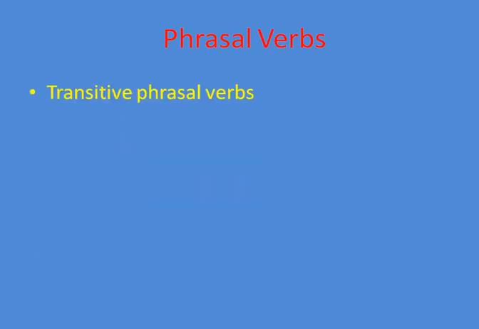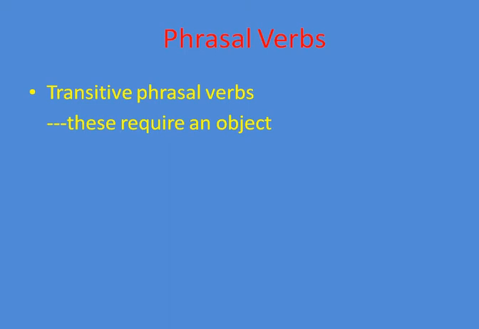Now let us try to understand what these types are in detail, along with some examples. Transitive phrasal verbs. Here, transitive phrasal verbs are those which require an object. It means that we know that in any sentence, a sentence consists of 3 main parts: 1, the subject, 2, the verb, and 3, the object. Here it means that a verb requires an object, and such kinds of verbs are called transitive verbs.